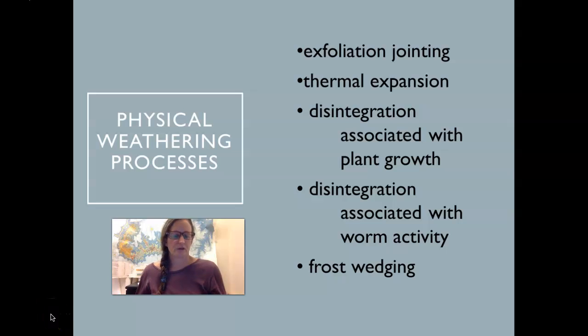The first kind of weathering we'll go over is the physical weathering processes. So this does not involve a chemical reaction, it's just disaggregation of the rocks. And there are a couple examples: exfoliation jointing, thermal expansion, biological activity, and frost wedging.